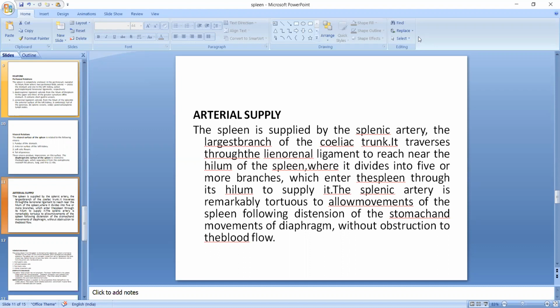The splenic artery is remarkably tortuous to allow the movement of the spleen following distension of the stomach and the movement of the diaphragm without obstruction to the blood flow.